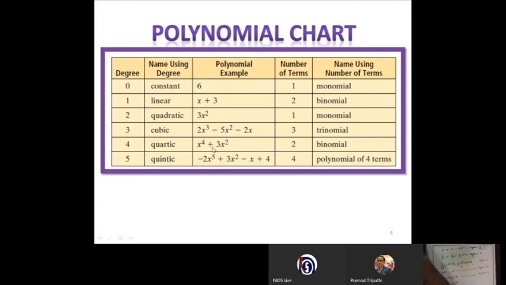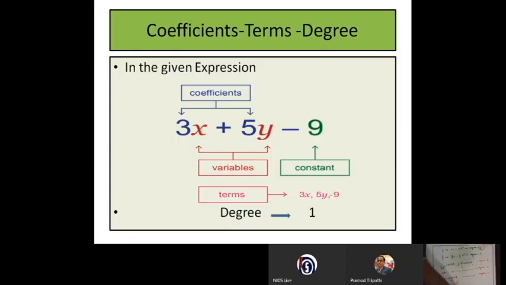So now I hope you have understood it. Now we again compile it: coefficient, terms and degree. An example I have taken here, 3x plus 5y minus 9. The letters written in red color are the variables. Blue color, 3 and 5, are known as the coefficients. And the green color, 9, is a constant.